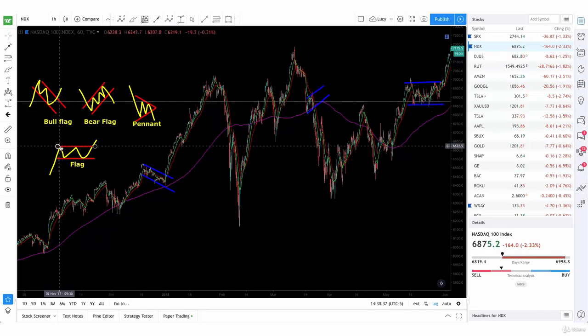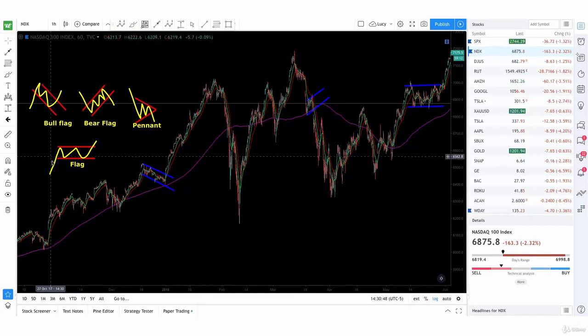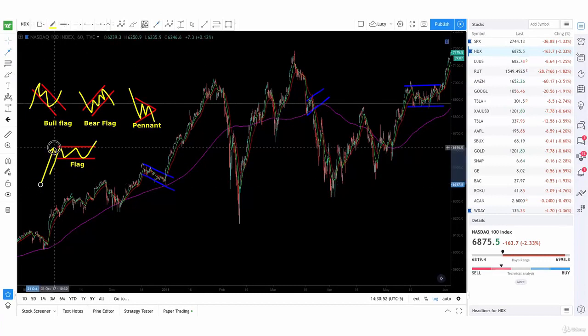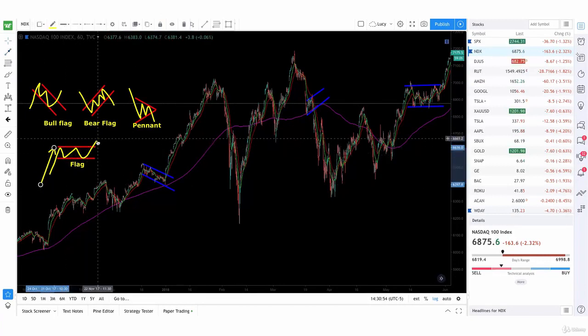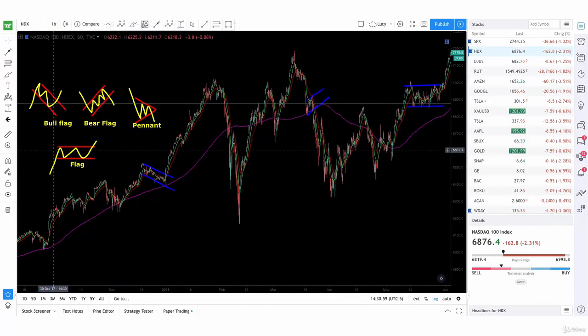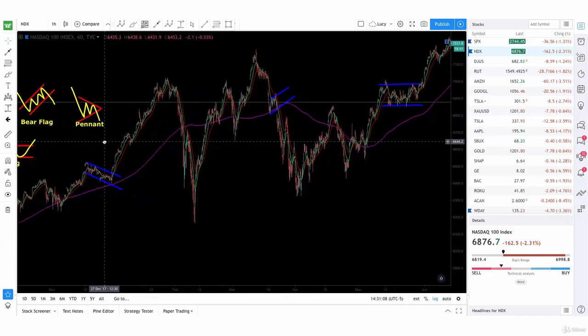And then we have the flag, which looks kind of like a rectangular pattern. So the price is within these two bands. And in the same way as a continuation pattern, if it's coming from an uptrend, it's going to consolidate and continue the uptrend. Same way the other way around. If it's coming from a downtrend, it's going to consolidate in the rectangle and then it'll break down from it. Okay, so let's look at the chart for some examples.